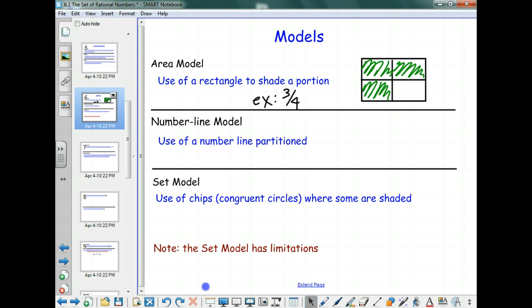All right, so that is an area representation of the number 3/4. Okay, we're going to do the same example, 3/4, for a number line model.